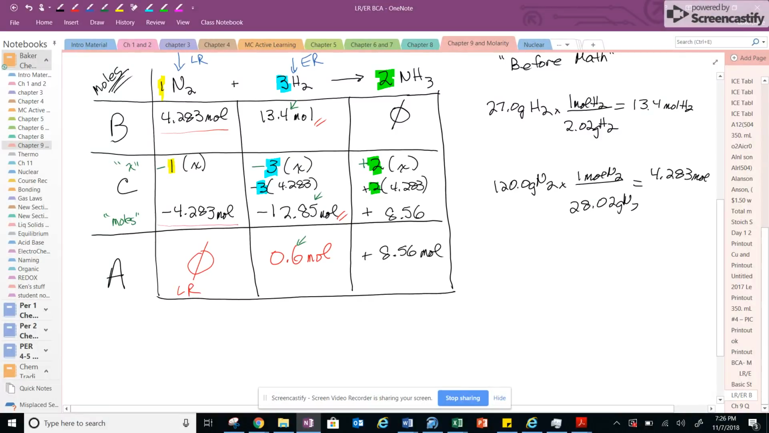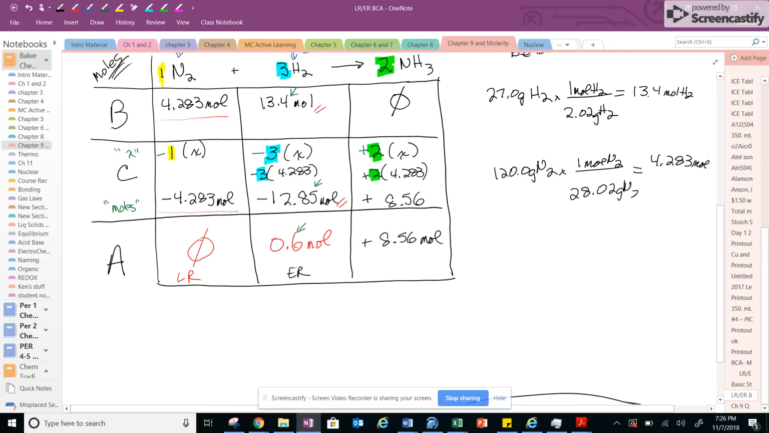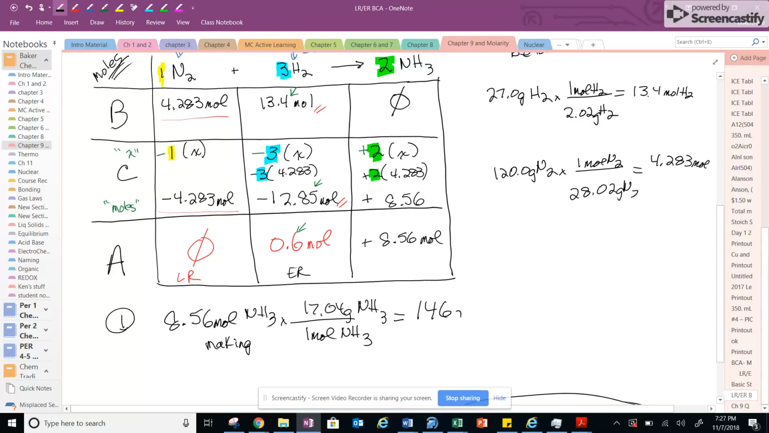How many grams of the excess reactant are left over? So that first question there, if I am making 8.56 moles of ammonia, this is what I'm making. If I go ahead and convert that into grams, 17.04 grams of ammonia per mole, what that means then is I will be making 146 grams of ammonia, which is what we figured out in that last video.